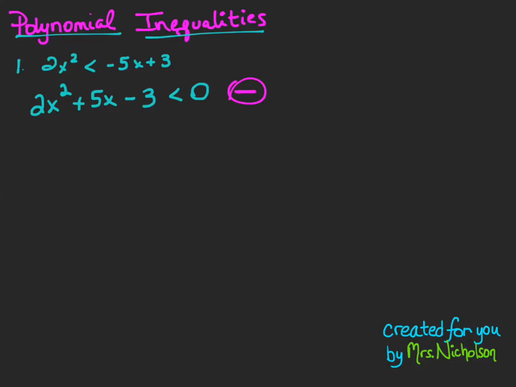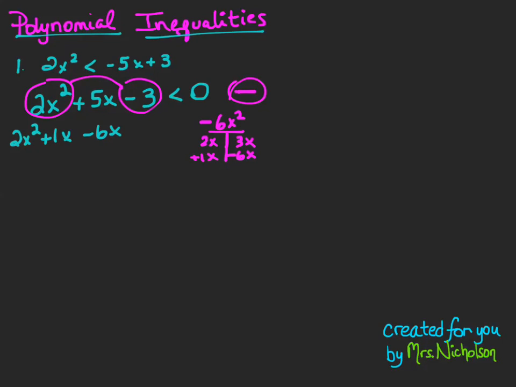I'm going to multiply my first and last terms, and if I do that, I get negative 6x squared. Factors of negative 6x squared are 2x and 3x, 1x and 6x. Since my 6x squared is negative, I need to subtract to get my middle term, which is 5x. So I'm going to use plus 1x and minus 6x. So now I'm ready to rewrite my quadratic as 2x squared plus 1x minus 6x minus 3.